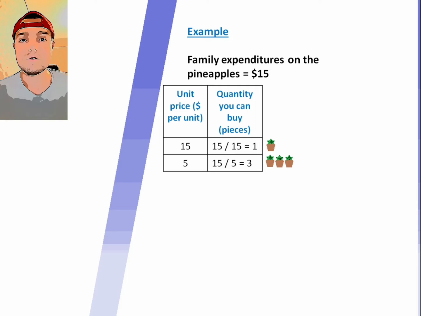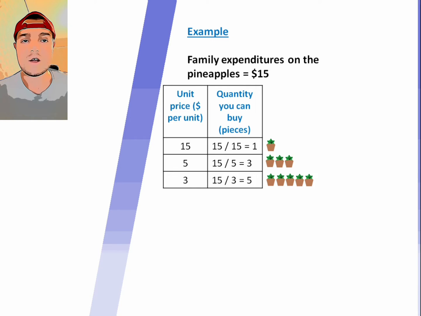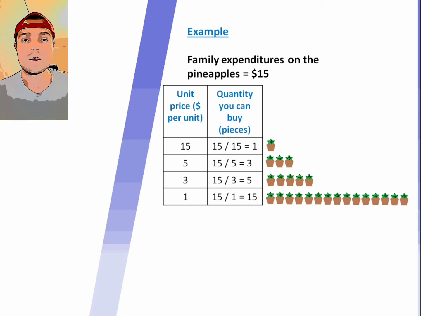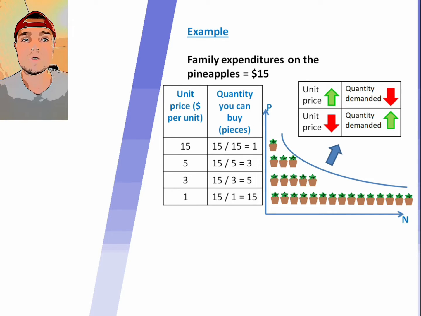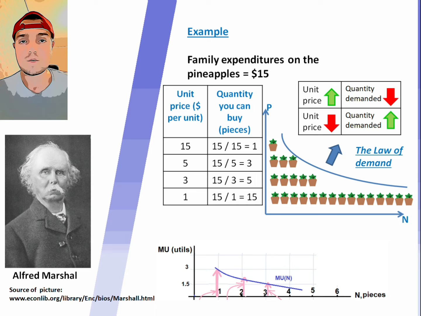When price is $15 per unit, you can buy one pineapple. When price is $5 per unit, you can buy 3 pineapples. When price is $3 per unit, you can buy 5 pineapples. When price is $1 per unit, you can buy 15 pineapples. You can look at the blue curve that is similar to the demand curve described in modern microeconomics textbooks. If you can remember this simplified example, you can also remember the law of demand that can be described as follows. The greater the price, the smaller the quantity demanded.